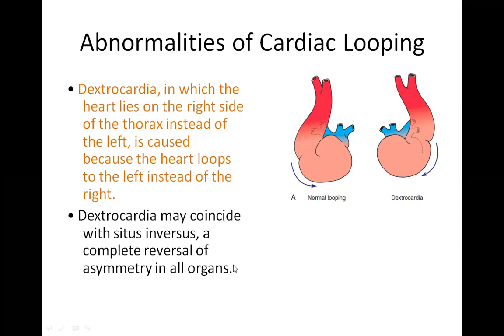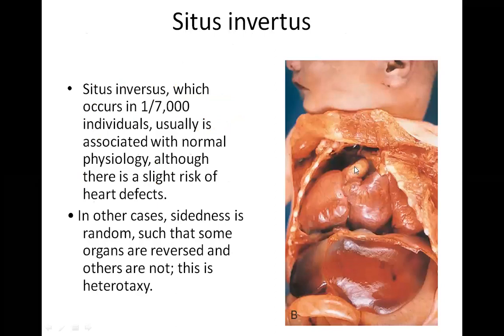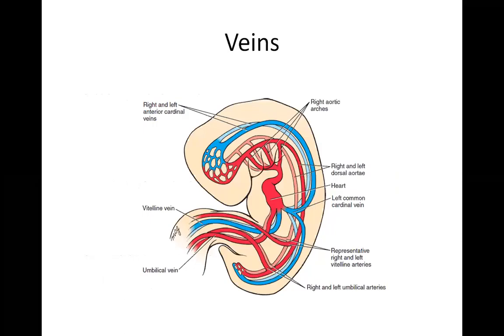So it may coincide with the situs inversus. So over here you can see the heart instead of left is found on the right side, and it is associated with situs inversus, which occurs in one out of 7,000 individuals, which is associated with normal physiology, but there is a slight risk of other heart defects. In other cases, sidedness is random, such that some organs are reversed and others are not. So this condition is known as heterotaxy, in which some organs are reversed in their sidedness and some are not.